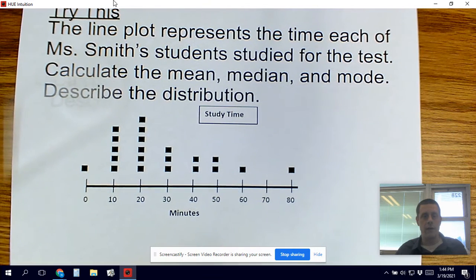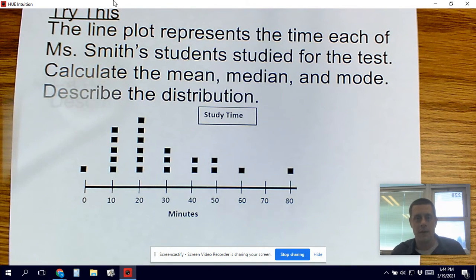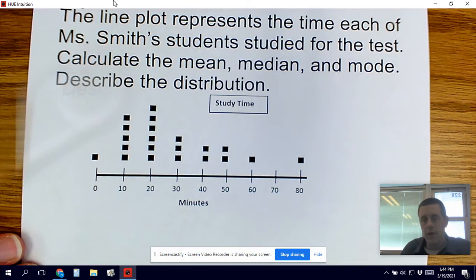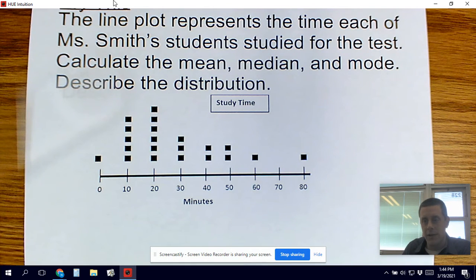All right, I have one for you to try. This line plot represents the time each of Ms. Smith's students studied for the test. I want you to calculate the mean, the median, and the mode, and then describe the distribution. When you're done with your work, come back and check to see how you did.